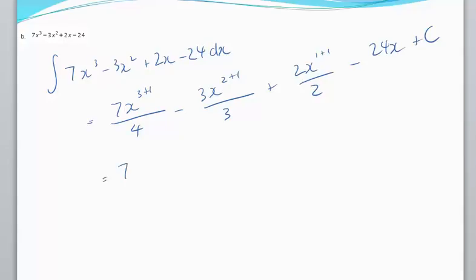So here we're going to get 7x to the power of 4 on 4. These 3's will cancel, so we're getting minus x to the power of 3. Our 2's will cancel, plus x squared minus 24x plus our constant c.